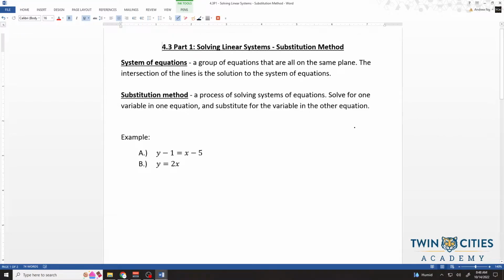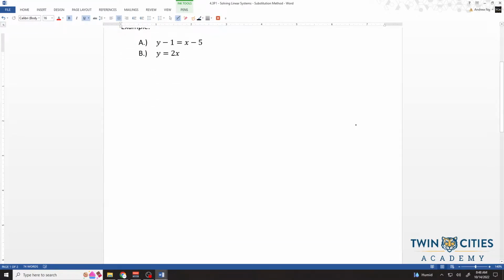Let's take a look. The first one, I've got equation A is y minus 1 equals x minus 5, and equation 2, or equation B, y equals 2x. So the first thing I have to do is solve for one of these variables. Now that's technically already done for us, y equals 2x. So with this, that means that everywhere on this plane, everywhere y is equal to 2x, whether it's in equation A or whether it's in equation B.